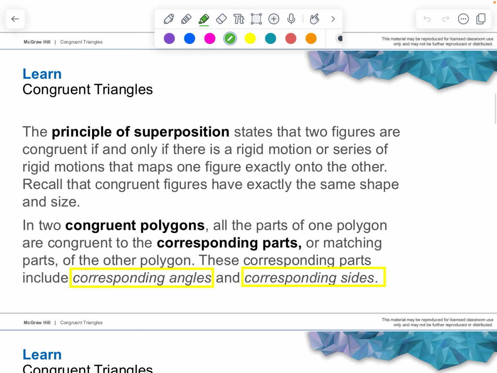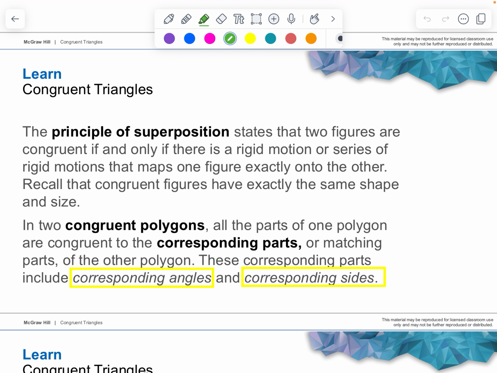So the principle of superposition states that two figures are congruent if and only if there is a rigid motion or series of rigid motions that maps one figure exactly onto the other. Recall that congruent figures have exactly the same shape and size. So really what they're saying is that if you can take two shapes and somehow move them exactly on top of each other so that they perfectly line up, then they are congruent.